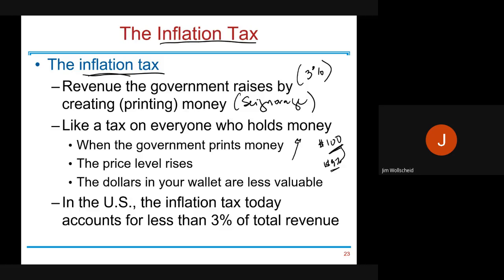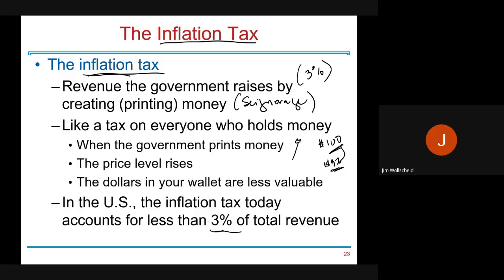And how do I avoid an inflation tax? I hold assets. I don't hold money. So I hold things like gold, real estate. There's some discussion about whether holding Bitcoin will avoid the inflation tax. Those are things where, when the government changes the price level, my price will still go up, so I don't lose money on the taxation. When you see periods of high inflation, you should see prices of goods and services go up, and I want to make sure I'm going up with those goods and services as well. But thankfully, in the US, it only accounts for 3% of total revenue.